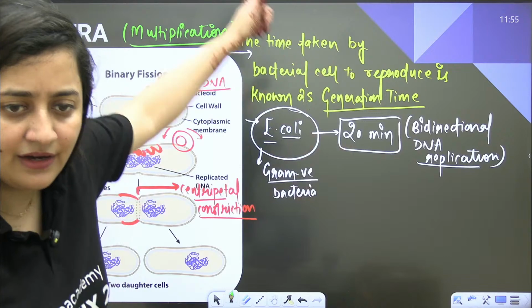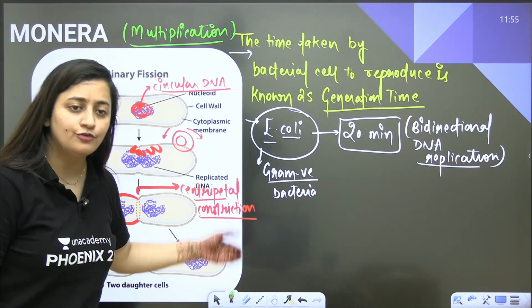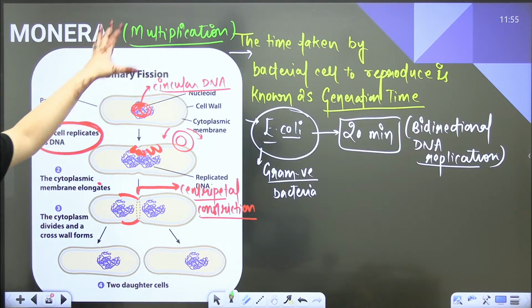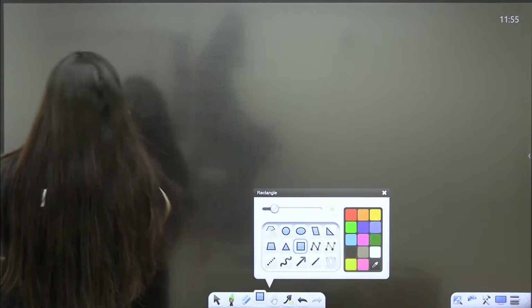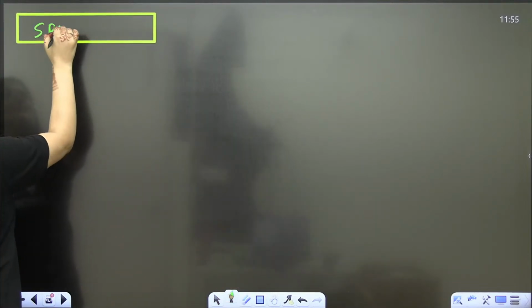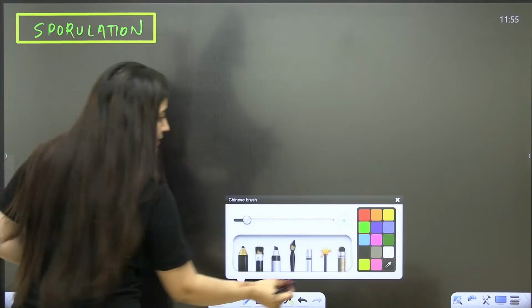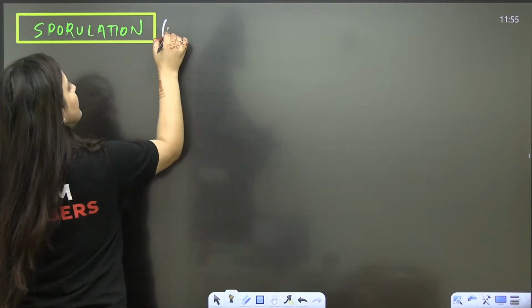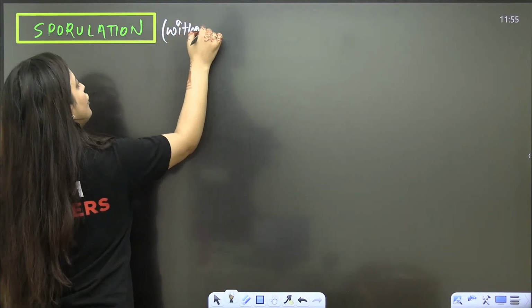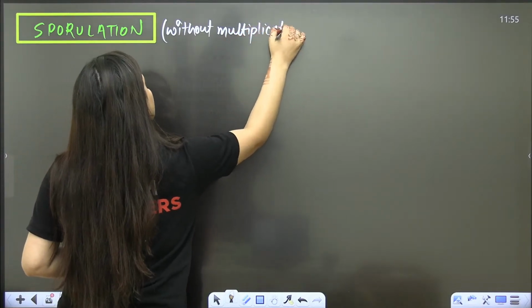Ultimately, what is happening here? Multiplication. One cell is dividing into two, those two cells will divide into four, four cells will divide into eight. So the next division is sporulation in bacteria. Here also bacteria will increase, but without multiplication. Here bacteria is not going to multiply, but still we'll see the number will increase.